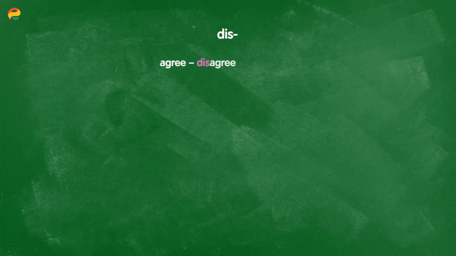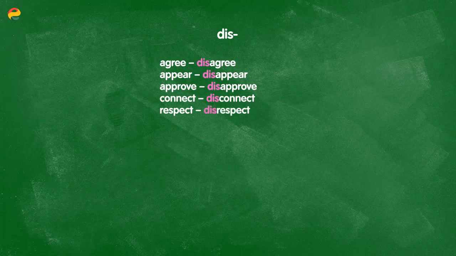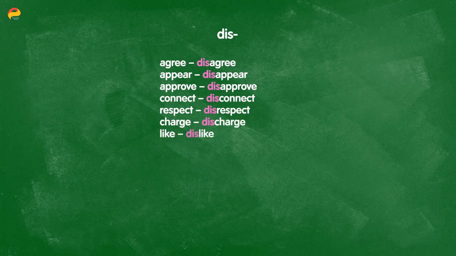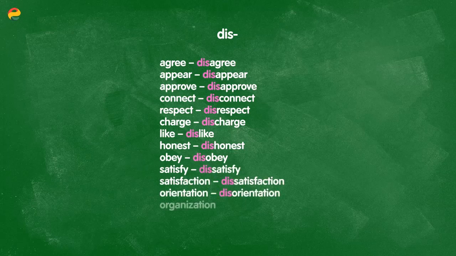For example, agree and disagree, appear and disappear, approve and disapprove, connect and disconnect, respect and disrespect, charge and discharge, like and dislike, honest and dishonest, obey and disobey, satisfy and dissatisfy, satisfaction and dissatisfaction, orientation and disorientation, and organization and disorganization. Now, we also have other prefixes which operate similarly to dis, and I'd like to talk about those now as well, before explaining all of them together.